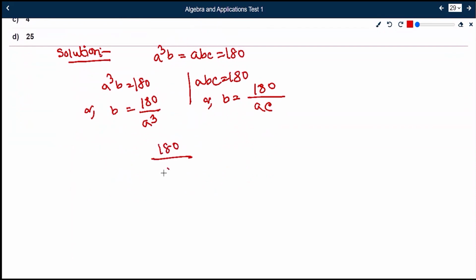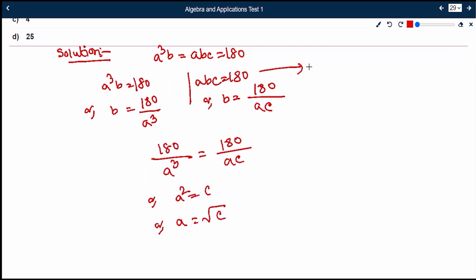So let's make them equal, 180 by a cube equals 180 by ac. So here c by a square is c, so we can write a as root under c, right? Now substituting this value in the equation, let's name it 1, we can write root c multiplied by b multiplied by c equals 180, right? Root c means c to the power half multiplied by c, 180, right?